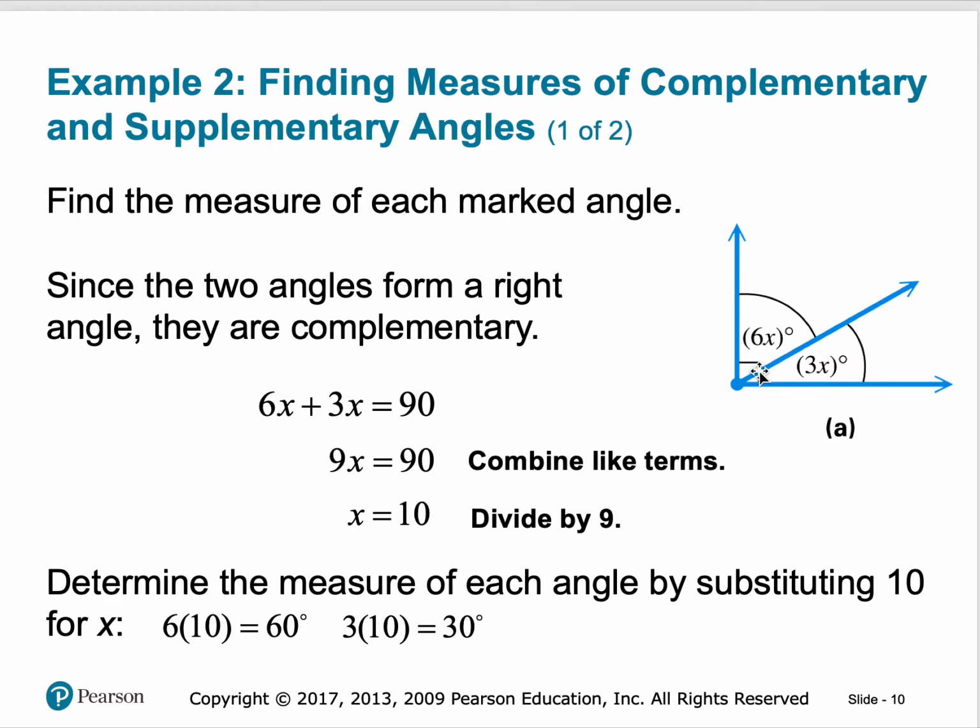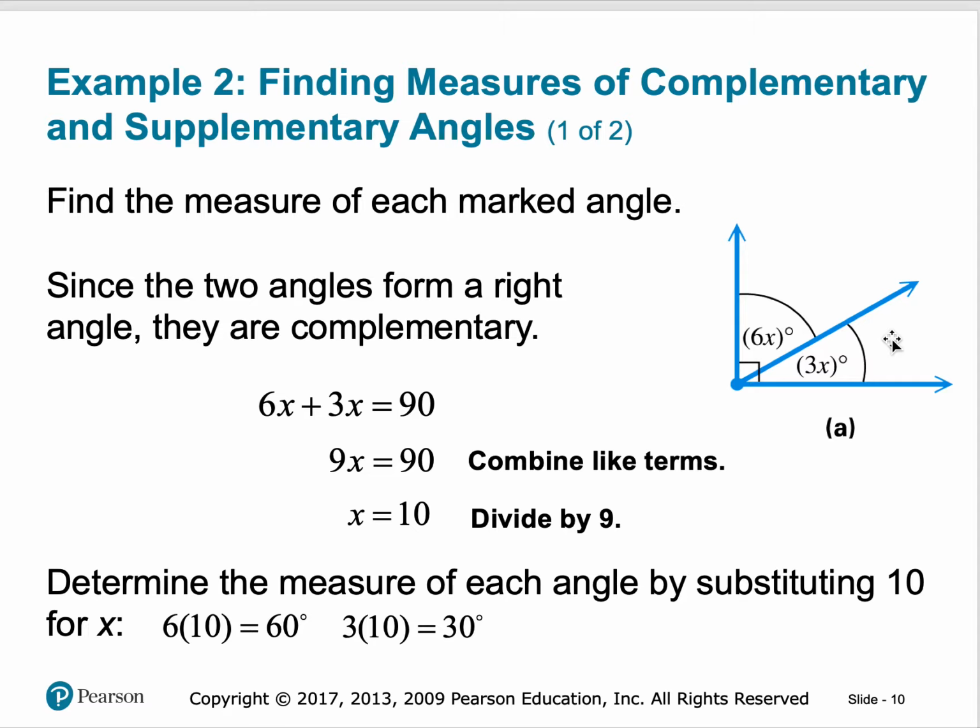If they combine to be 90 degrees, then they are complementary. So that means if I add 6x and 3x, they're going to equal 90. I'm going to combine my like terms and then divide both sides by 9. So the measure of x is 10. But that's not the measure of my angle. To find the measure of my angle, I need to take that 10 and plug it back into the equations to get 60 degrees and 30 degrees.